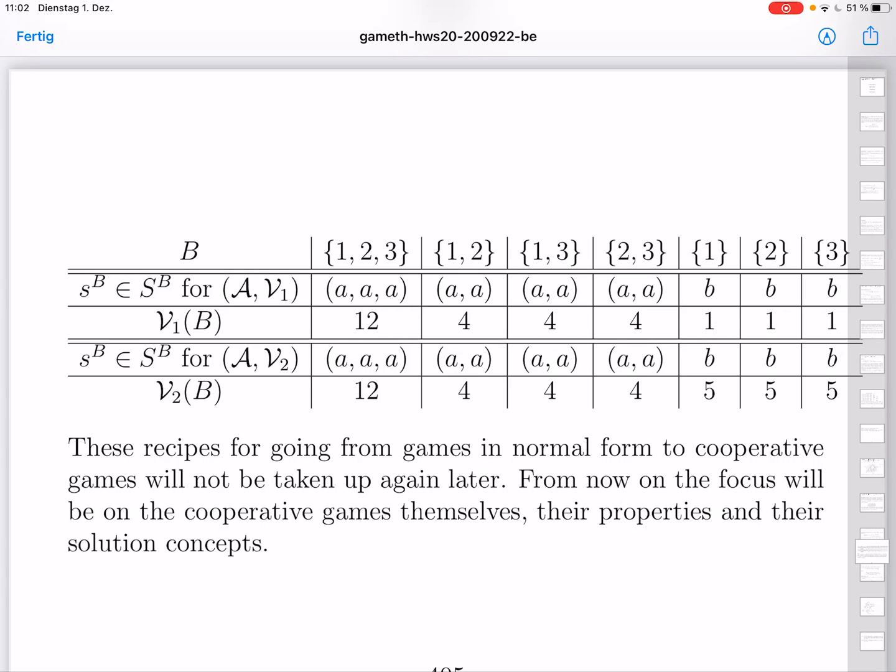So strategy B is dominant for this third player. So in the second game he will choose B because it's better for him. In the first game he will choose B because it's worse for the other two. So in any way he will choose B, and therefore for AAB the first two players get 2 plus 2, which is 4.